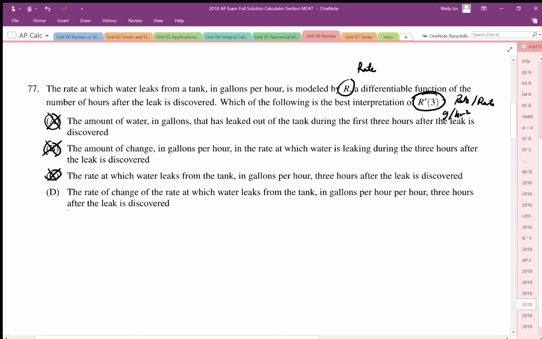For D, it says the rate of change in which the water leaks from a tank in gallons per hour per hour. Okay, so that's a good indication. Well, the rate is, the units are exactly the same at 3 hours after leak is discovered. Yeah, that's the instantaneous rate change. So that is going to be D. The answer is D.